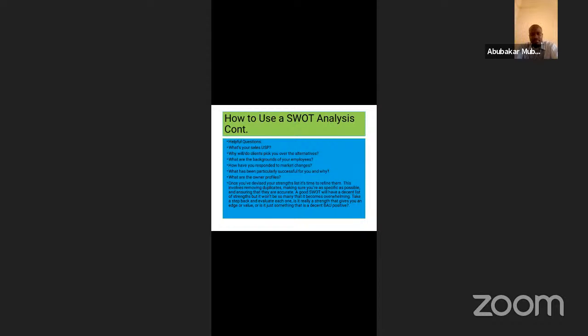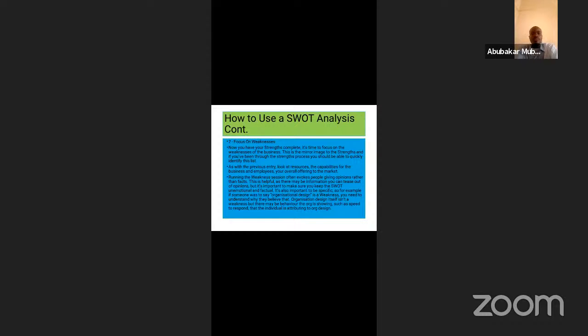A good SWOT analysis will have a decent list of strengths, but it won't be so many that it becomes overwhelming. That's why you remove duplicates, to make it more straightforward and more specific. Take a step back and evaluate each one of them. Is it really a strength that gives you an edge or value, or is it just something that is decent, BAU positive? When I say BAU positive, I mean business as usual. When I say business as usual, I mean using the service, like an organization that uses the services or equipment in the course of business activities.